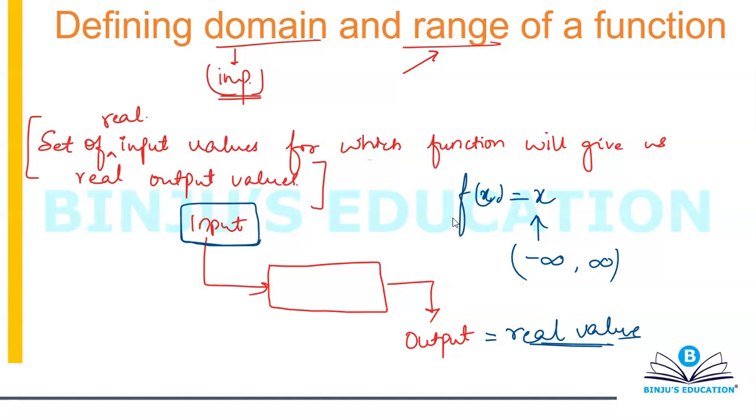So the domain of the function f(x) = x is negative infinity to infinity, because for no real value will the output of the function be an imaginary value. It will always be a real value. So in this case, the domain becomes negative infinity to infinity. Let's take another example.